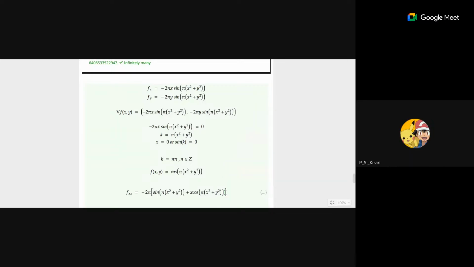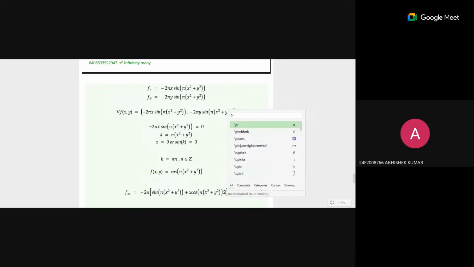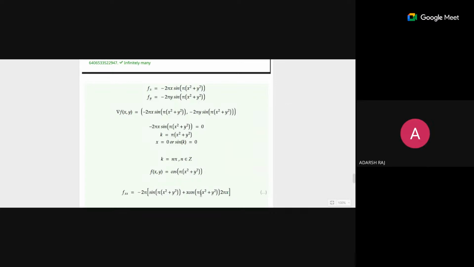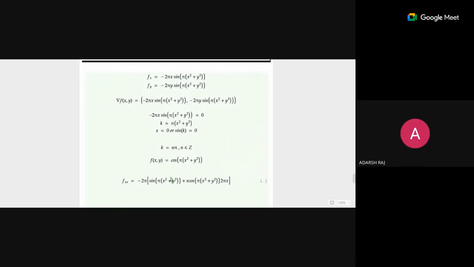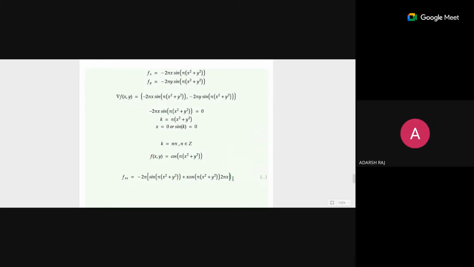2 pi x squared, 2 pi x. This is our f of x, so it will be more complicated. For this, can we put the value here also? It is (0, 0), no? Yes, we can take the value here only. We will get 0 only, so this value will be zero.